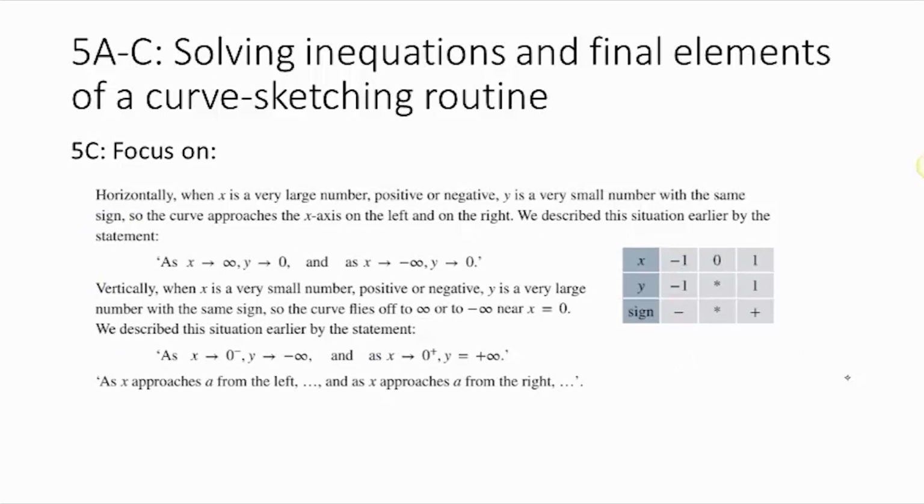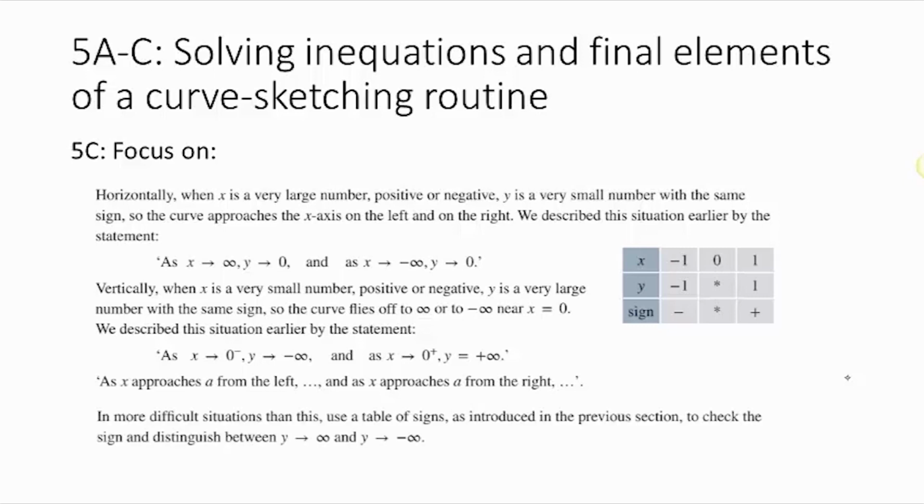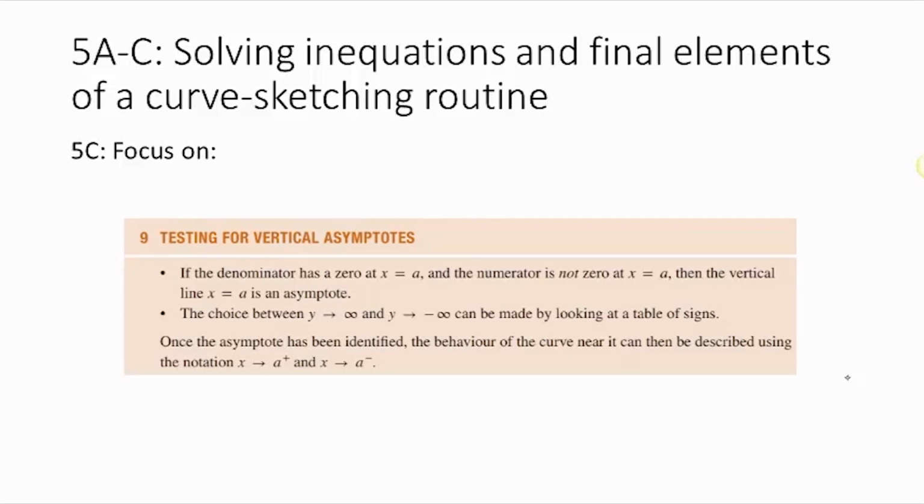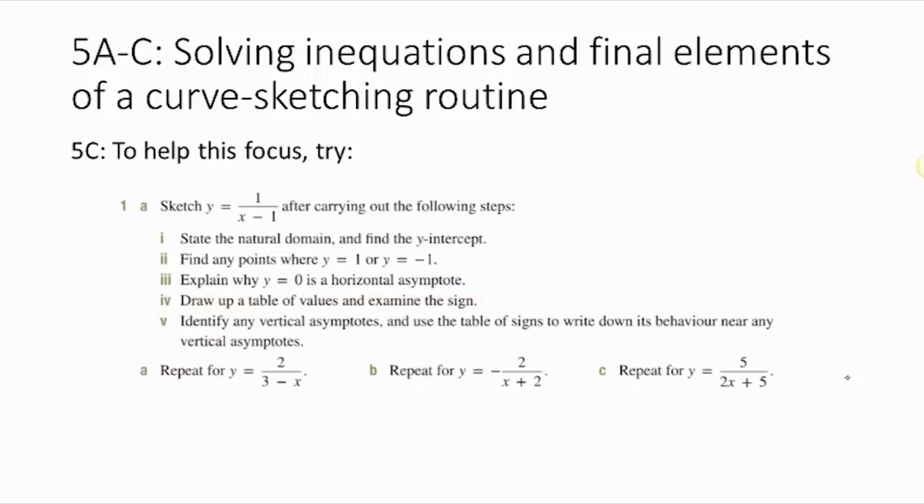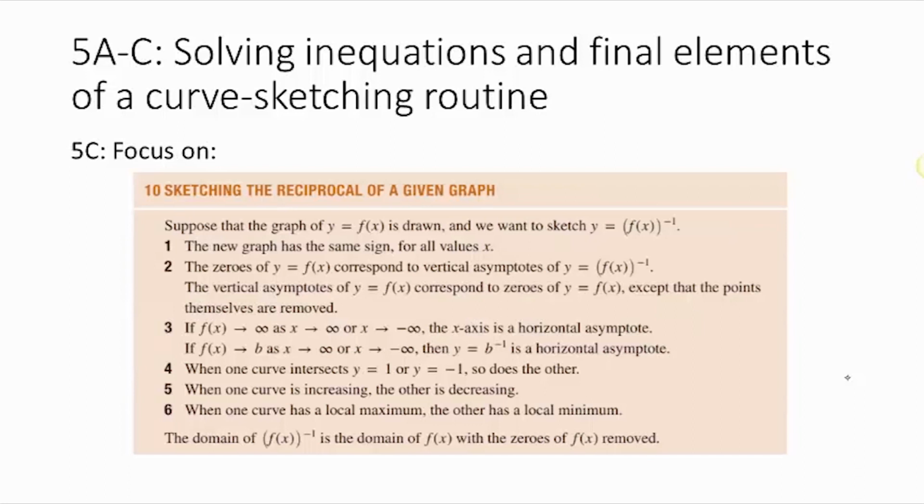Then we go on to 5c, where we're going to start to look at these limits of the curve approaching the x-axis on the left or on the right, and also looking vertically, and what happens to the table of signs at that point. So again, tricky concepts here. Take your time. And summarising that, testing for vertical asymptotes. And the first question in the exercise on this would be very valuable to just get their heads around, to really go through it step by step before then trying some other ones. Also going on to sketching the reciprocal of this given graph and how that works.